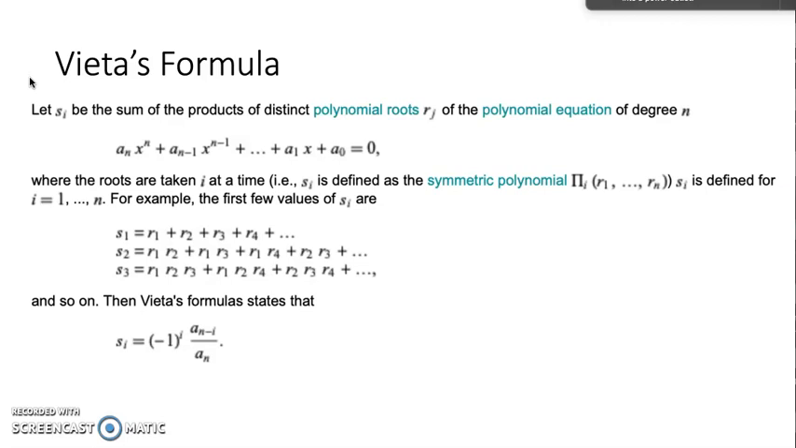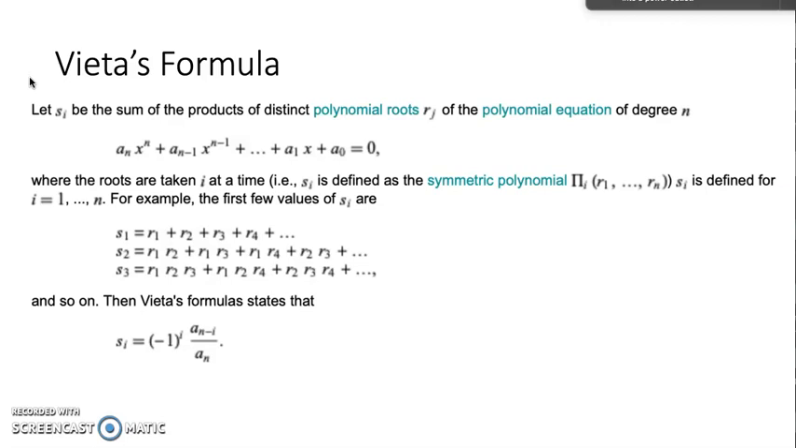So therefore, if we have a quadratic equation, if we want to get the product of the roots, we will have S sub 2 until S sub 2 only, because we only have two distinct roots for a quadratic equation. And for a cubic equation, we only have until S sub 3. And S sub 3 is simply the product of the roots of the given cubic equation. It means that you cannot get S sub 4, S sub 5, S sub 6 if the degree of the polynomial is only 3. So you only have until S sub 3. And so on for other polynomials.